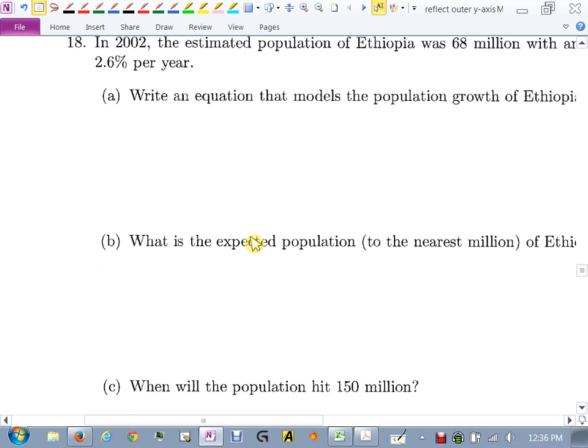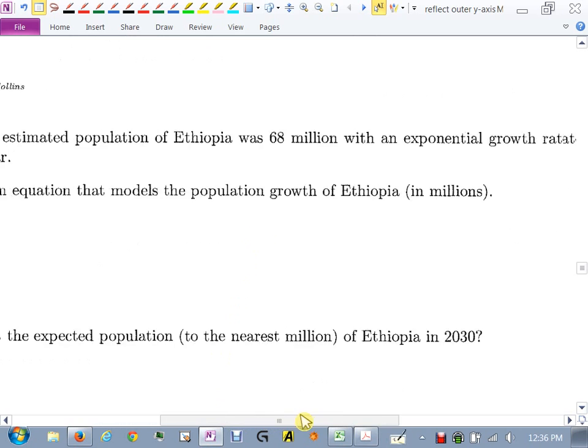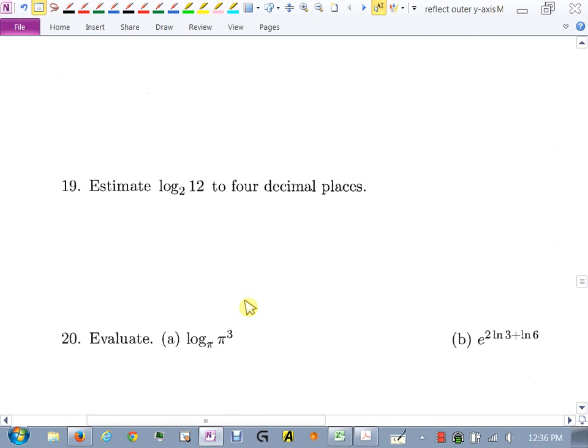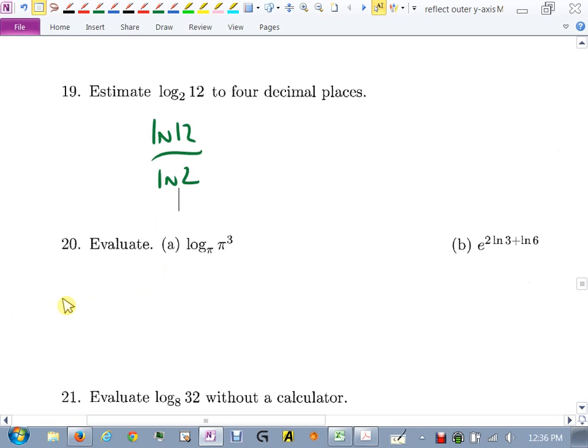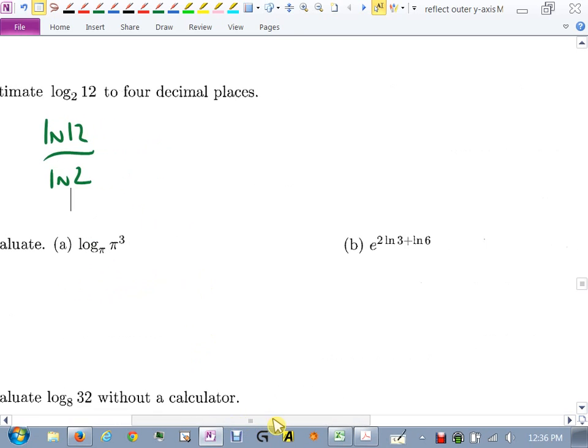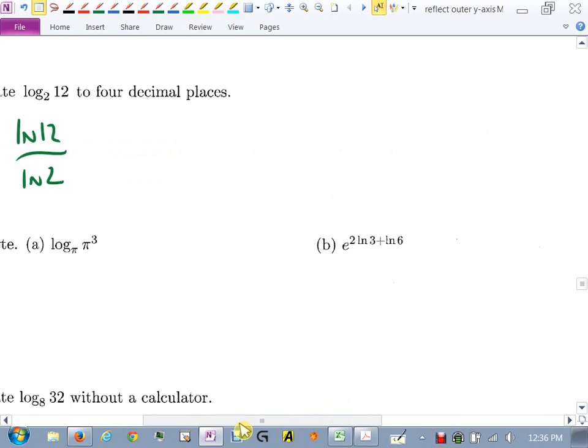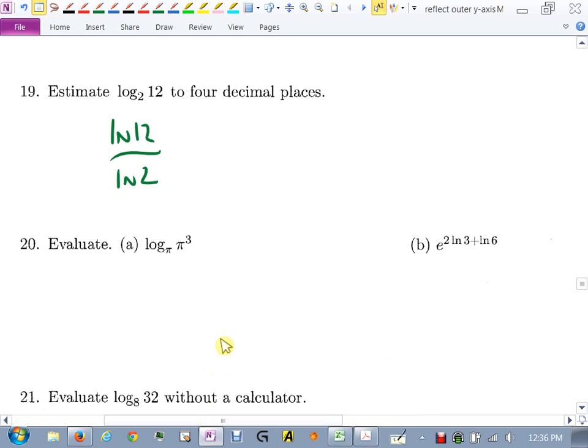Population. We didn't really talk about this. 19. This is the change of base formula. Very simple on the calculator. Evaluate this on a calculator. This is just practicing plugging things into a calculator. And I don't think that'll be much credit on the exam, but just practice these, all right?